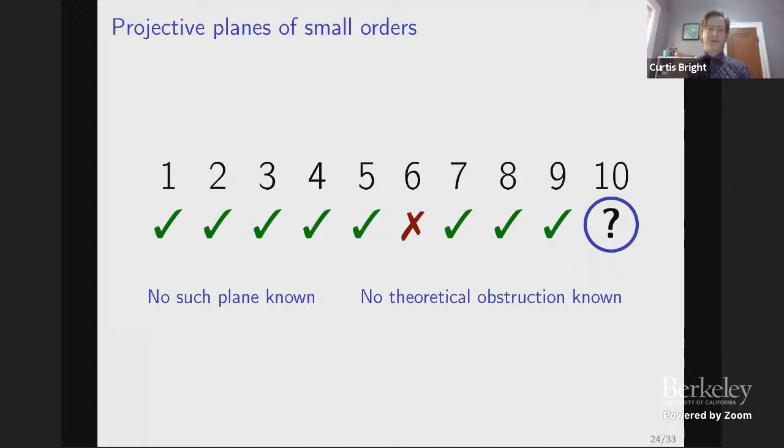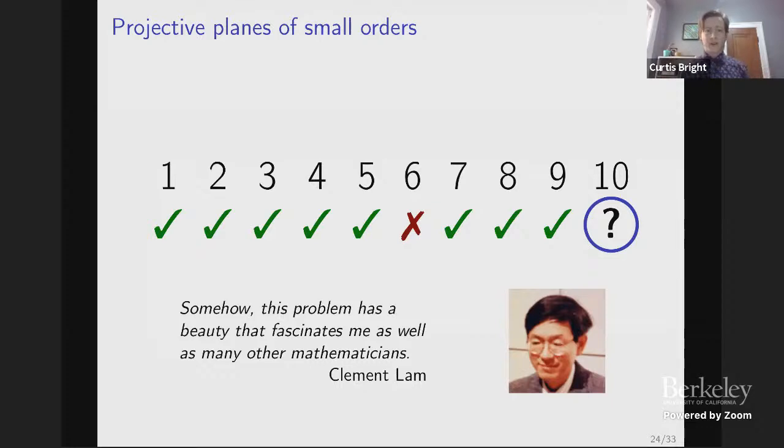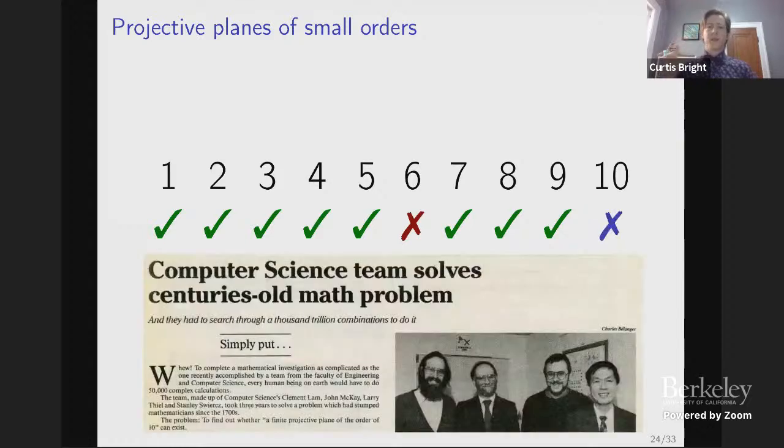This is Lam's problem. Nobody knows a projective plane of order 10, and yet nobody knows any theoretical reason why one shouldn't exist. So you could conjecture either way. Indeed, people had conjectured either way. Some people thought it existed, some people thought it didn't. It's named after Clement Lam, who was a mathematician at Concordia University in Montreal, in honor of him because he extensively studied this problem in the 1980s for a complete decade, essentially. In the end, with a team of programmers, they were able to resolve the problem.